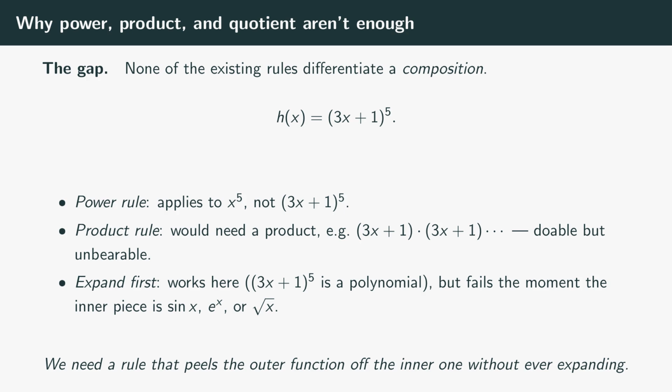We could also expand the binomial first to get a degree 5 polynomial and differentiate term by term. That works here because the inside is a polynomial. But the moment the inner function is sine x or e to the x or square root of x, expanding is no longer an option. There's nothing to expand. We need a rule that peels the outside off the inside without ever expanding. That rule is the chain rule.